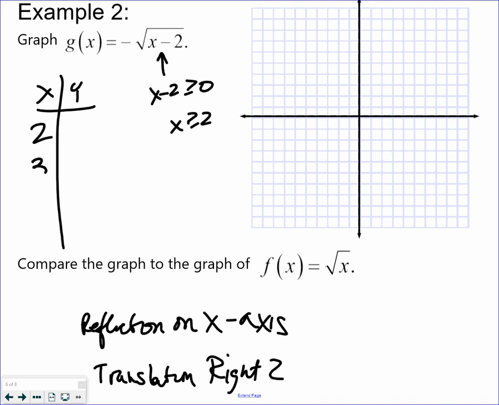3, 7. Those would all be good numbers here. All right, so 2 minus 2 is 0. Square root of 0 is still 0, negative. 3 minus 2 is 1. Square root of 1 is 1, negative. 7 minus 2 is 4. Square root of 4 is 2, negative. So notice the negative outside. So the picture of this one: 2, 0, 3, negative 1, 4, 5, 6, 7, negative 2.